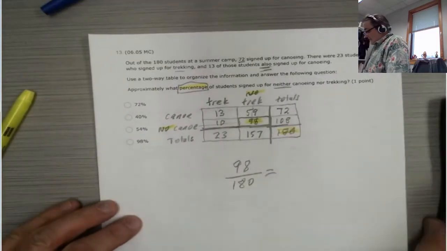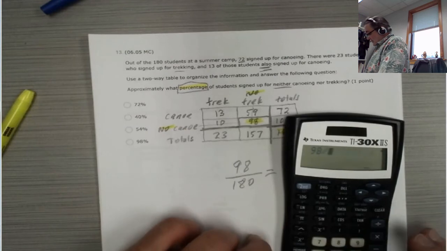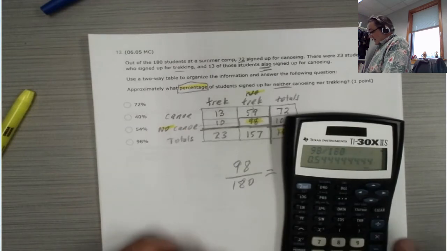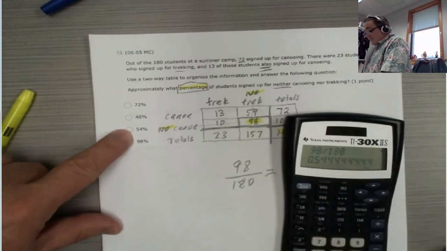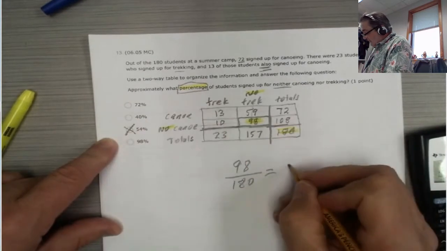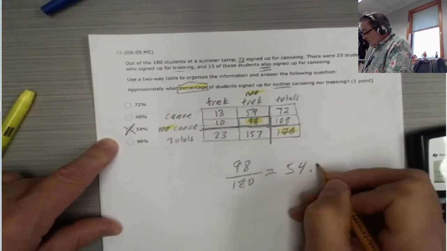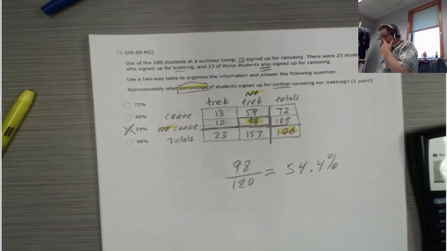What is 98 divided by 180? 98 divided by 180 is about 54%, right? 54.4. That would be this choice right here. 54% of our choices. About 54% of them did not sign up for either one.